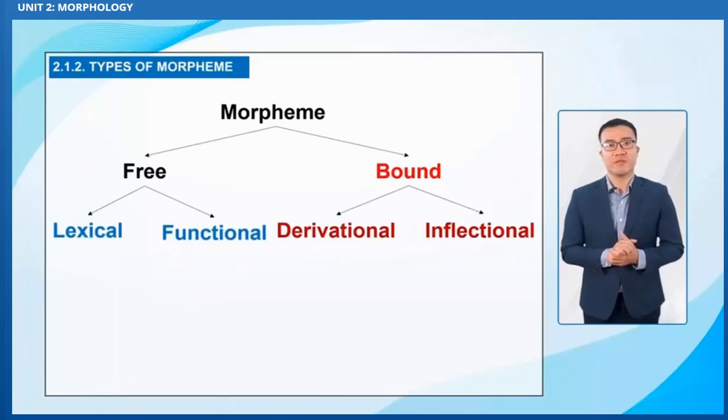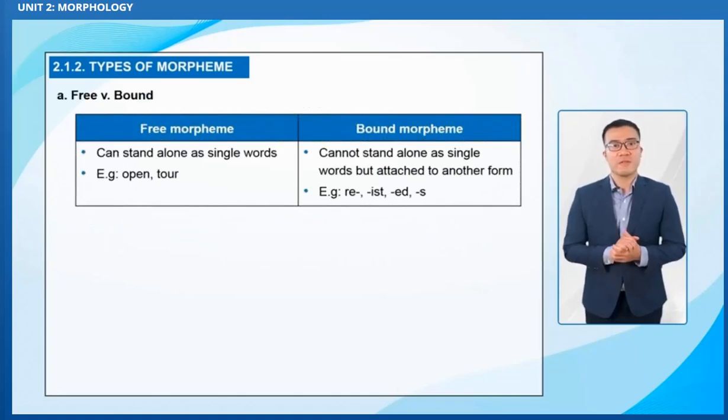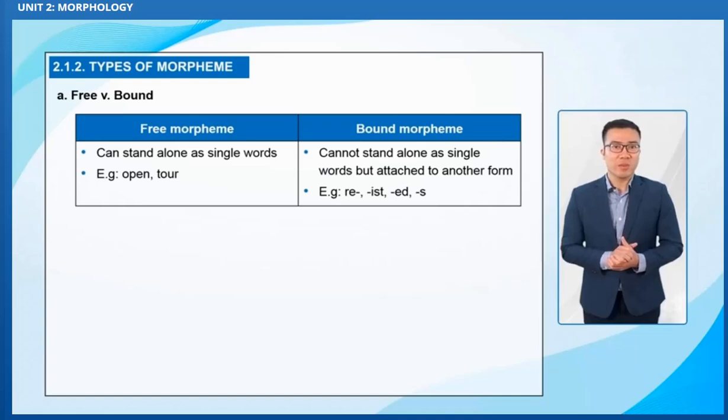Morphemes are classified into free morphemes and bound morphemes. Free morphemes are in turn split into lexical morphemes and functional morphemes. Similarly, bound morphemes are divided into derivational morphemes and inflectional morphemes. Let's start with the first pairing, free morphemes and bound morphemes. A free morpheme is one that can stand alone as a single word. For example, open and tour. A bound morpheme, on the other hand, cannot stand alone as a single word. For example, re, ist, ed, or s.